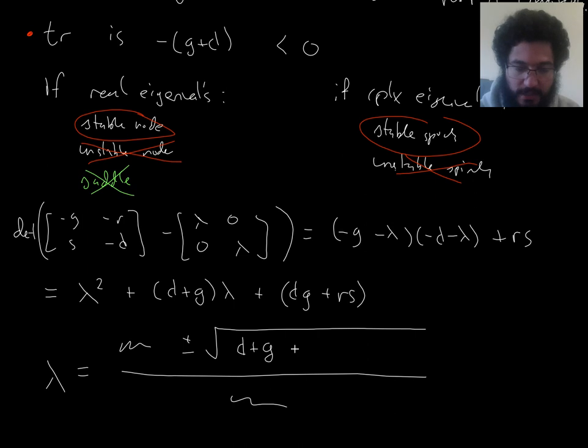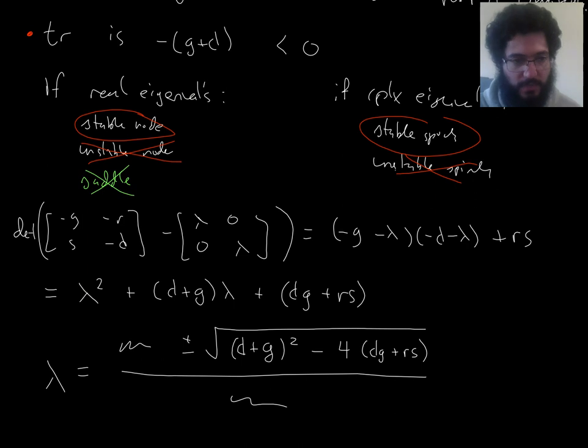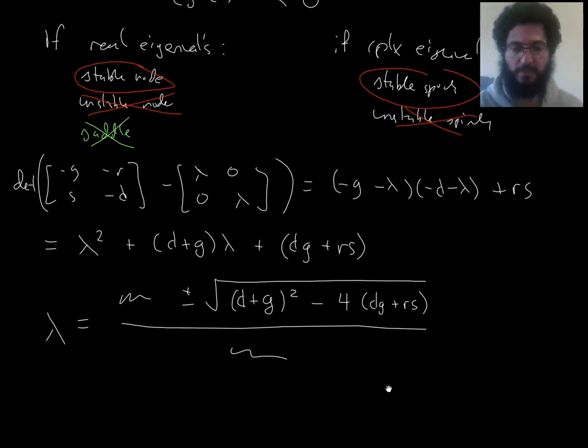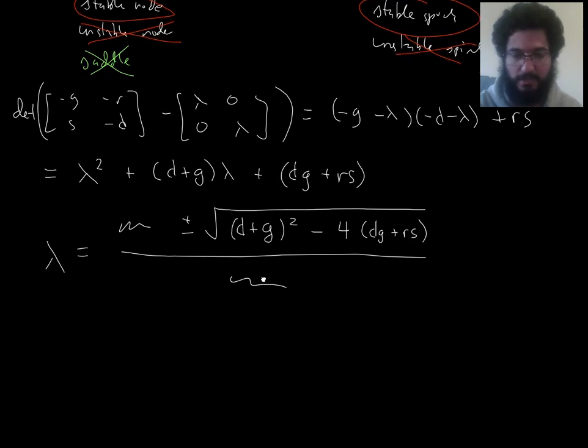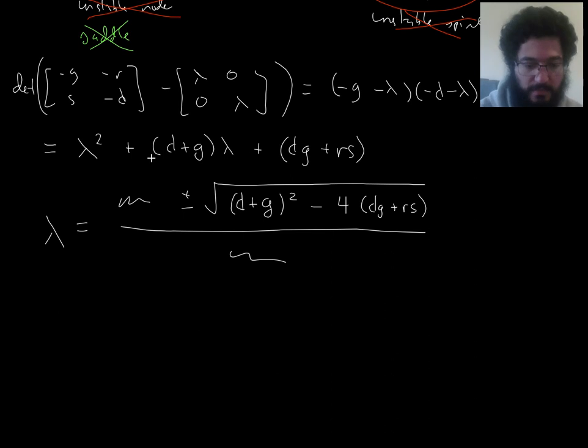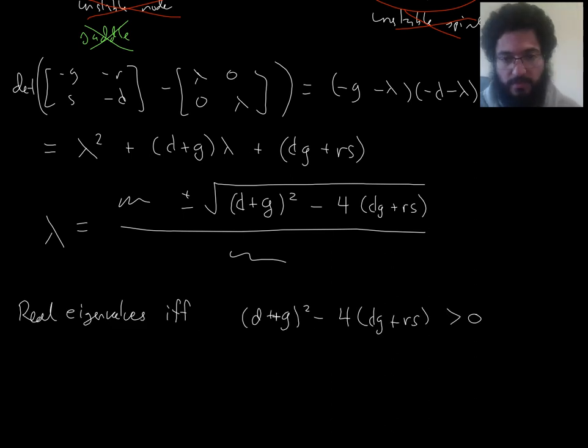So let's pay attention to that. D plus g squared minus 4 times 1 is the coefficient here, times this one, dg plus rs. Okay, so we should get real eigenvalues if and only if the thing under the square root here is positive. So real eigenvalues if and only if this thing under the square root is greater than 0.